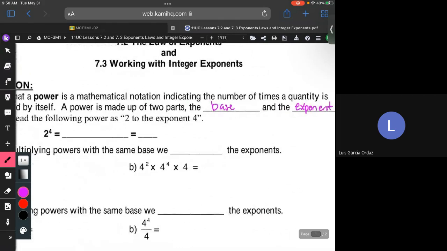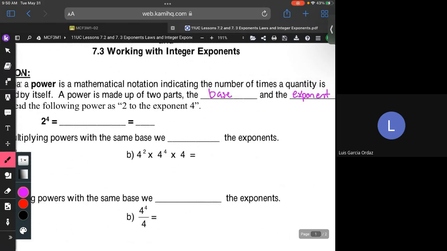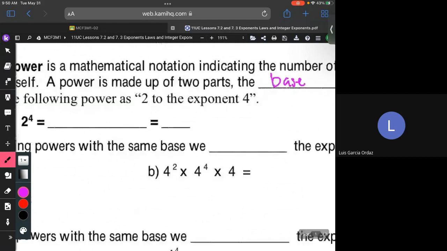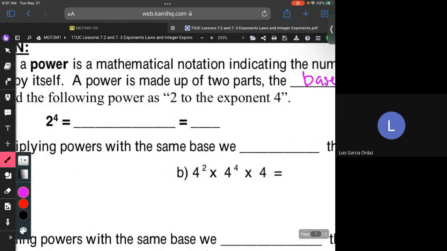So for example, we can read the following as 2 to the power of 4. My base is 2, which is the number I'm multiplying by, and the 4 tells me how many times I'm repeatedly multiplying it by. So 2 times 2 times 2 times 2, which gives me 16.